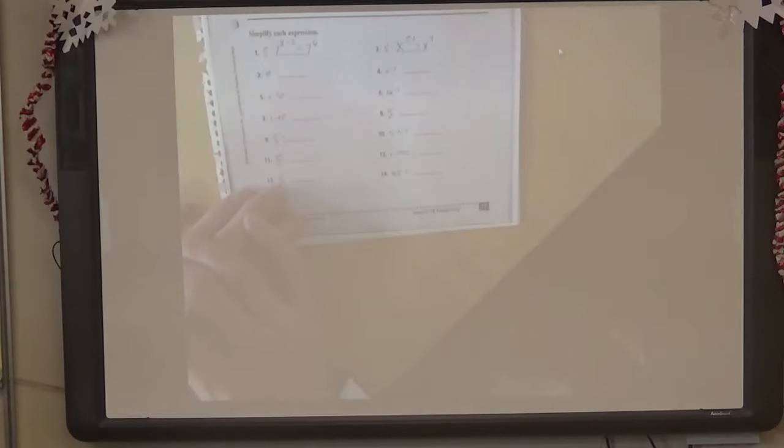How about 5 to the 0? Equals 1, right? Yeah, that just equals 1.